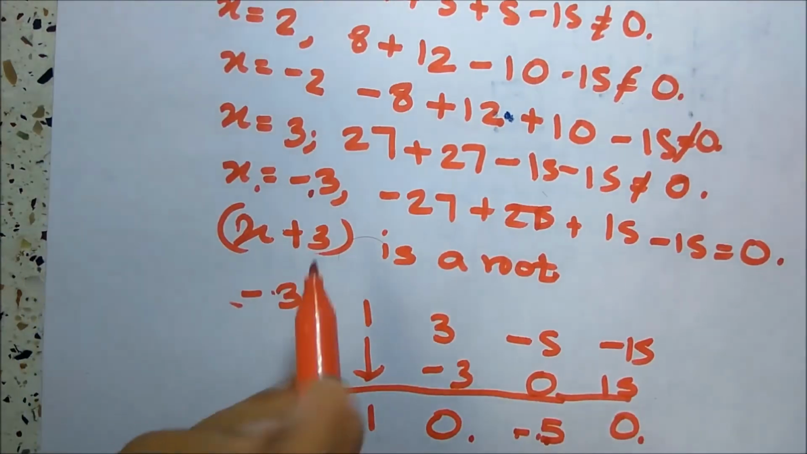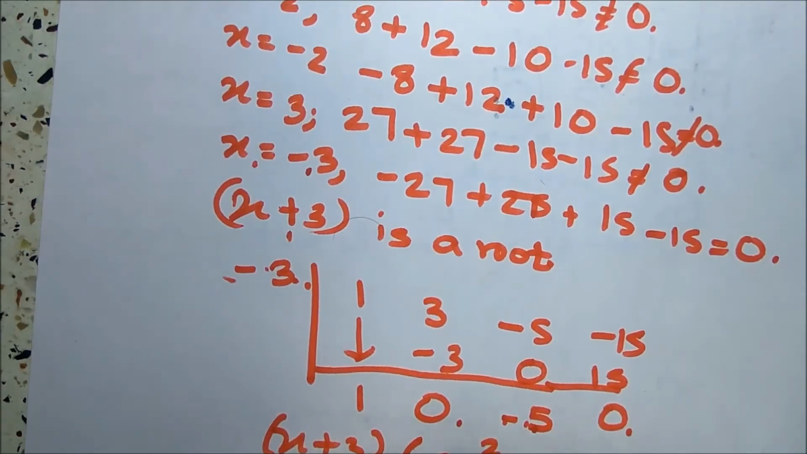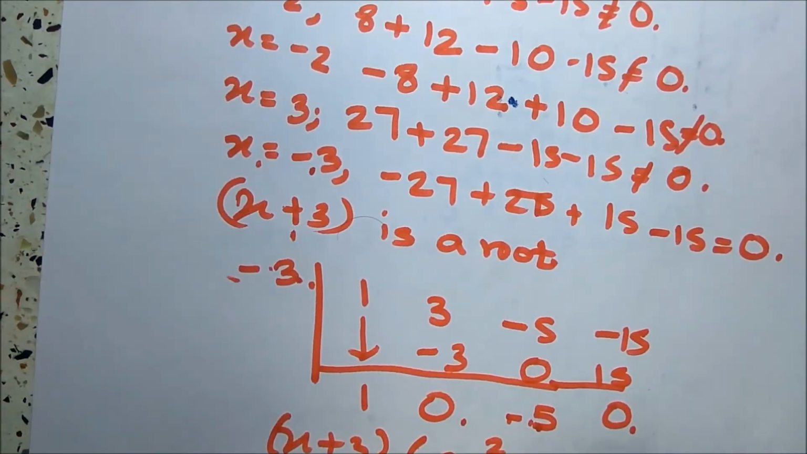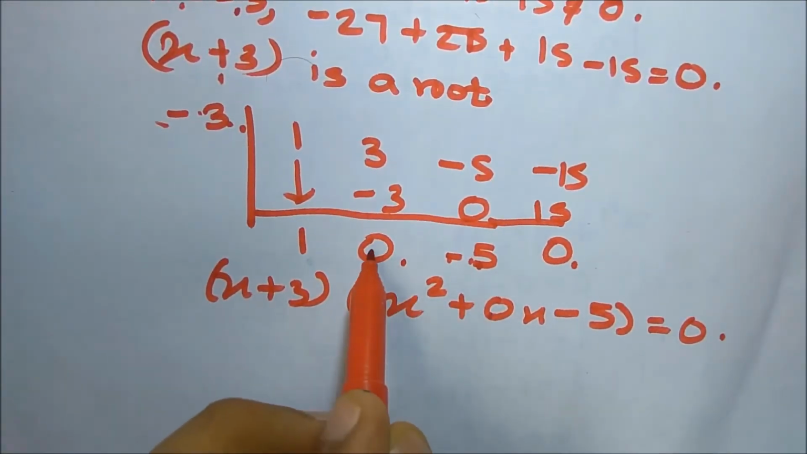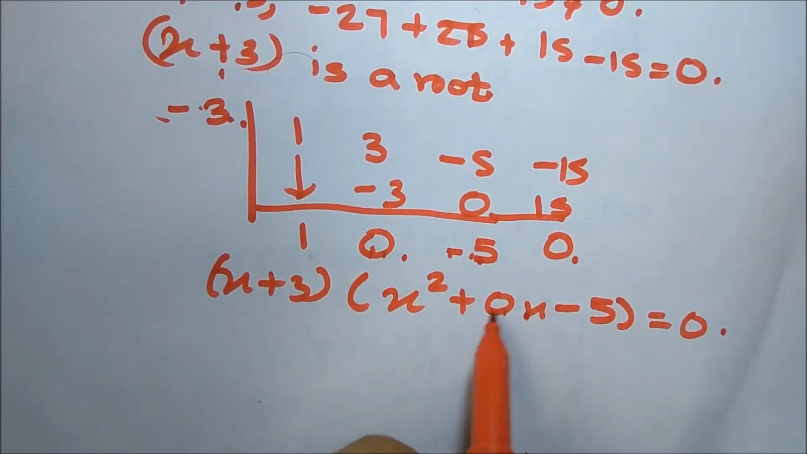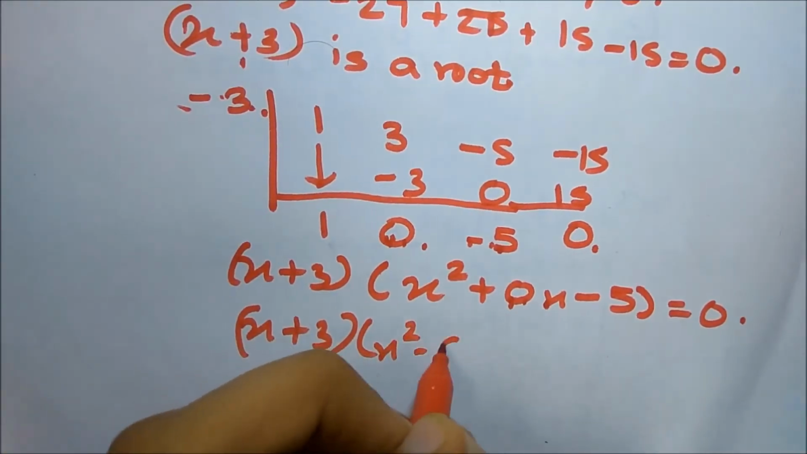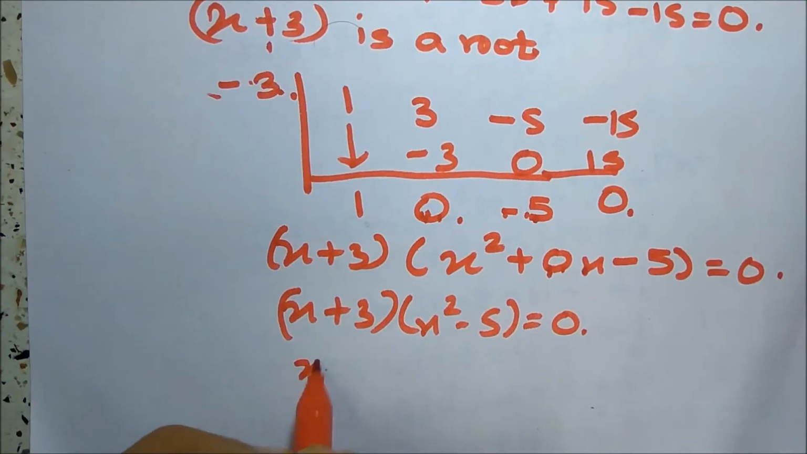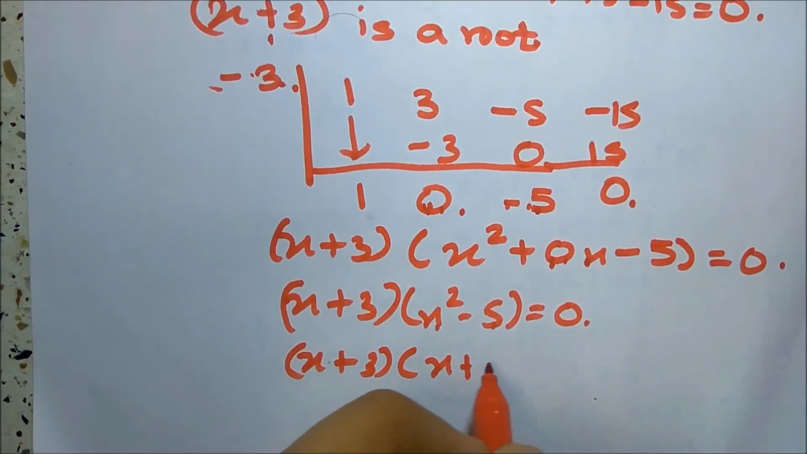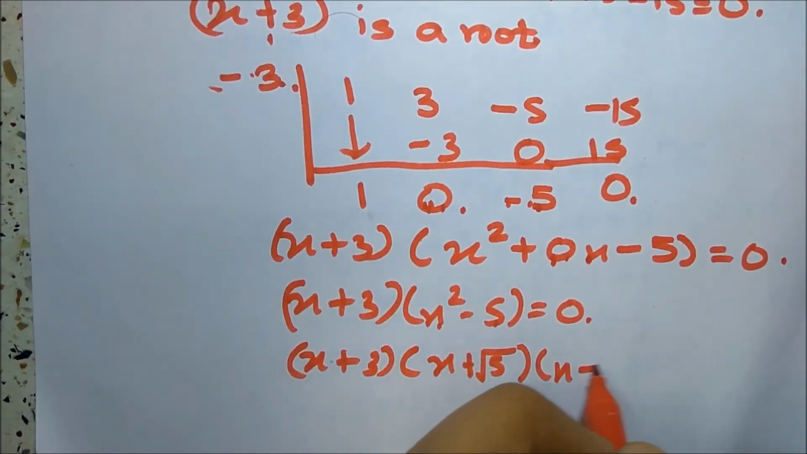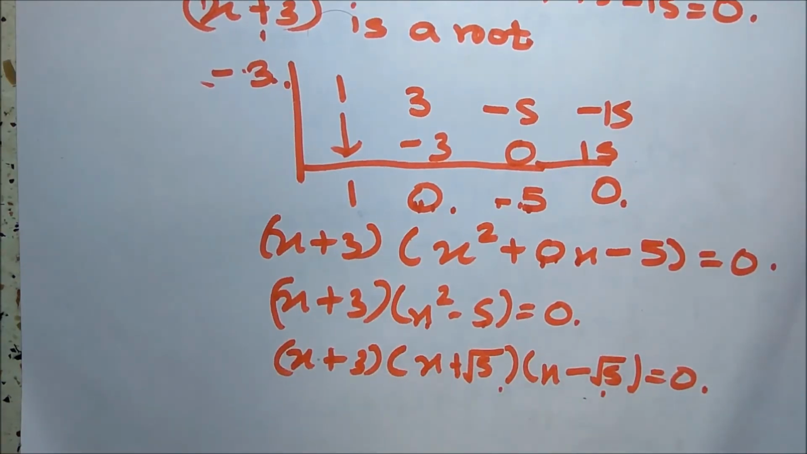Now, I'll write the first root, that is x plus 3 times x square plus 0x minus 5 is equal to 0. Now I wrote this 0x just to show you that the coefficient of x over here is 0. So you can write x plus 3 times x square minus 5 equals 0. So x plus 3, and over here you can use the identity a square minus b square, that is x plus root 5 into x minus root 5, which is equal to 0. Over here again we got 3 roots.